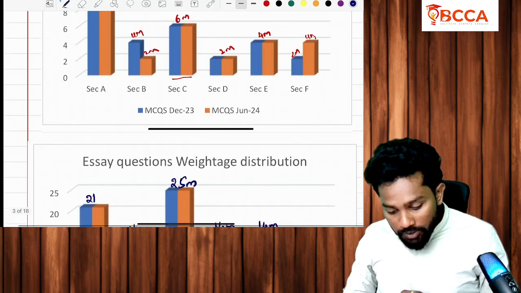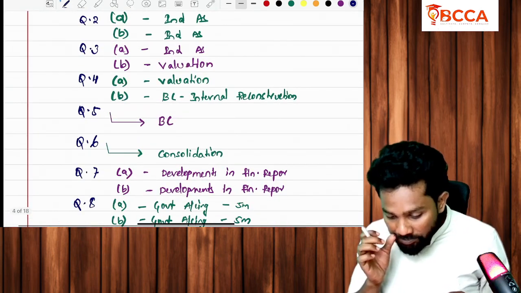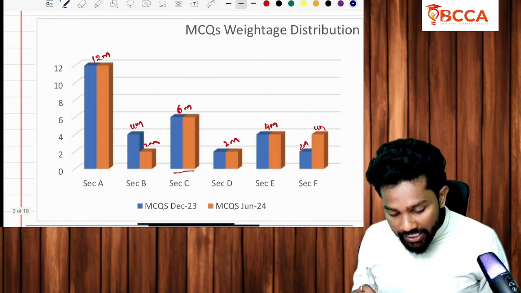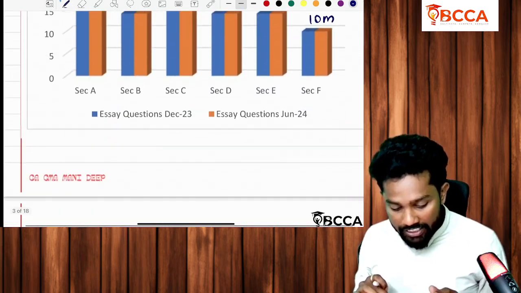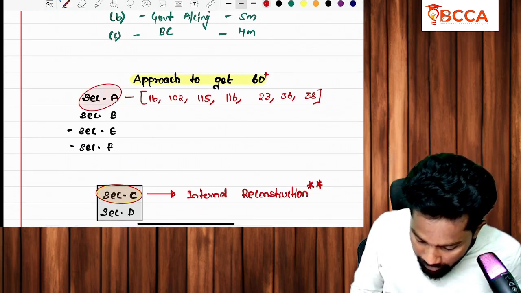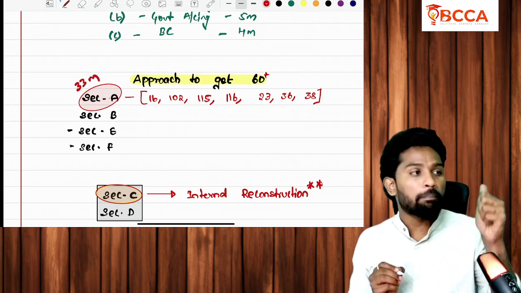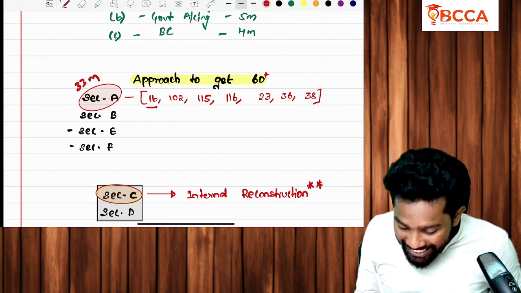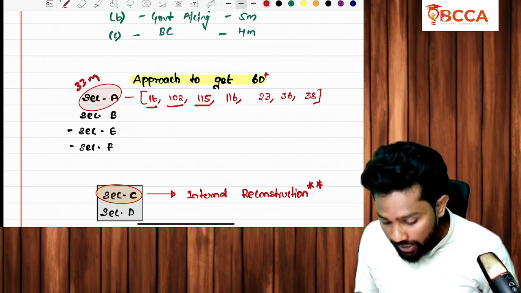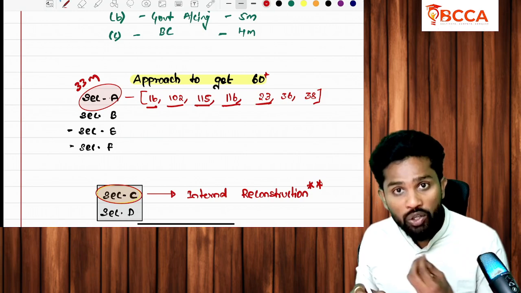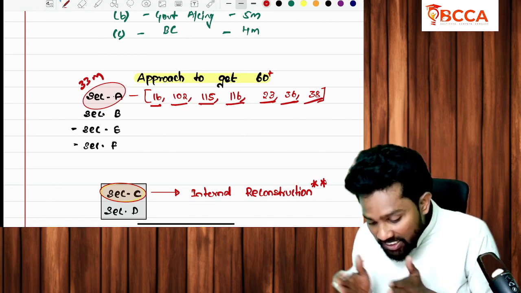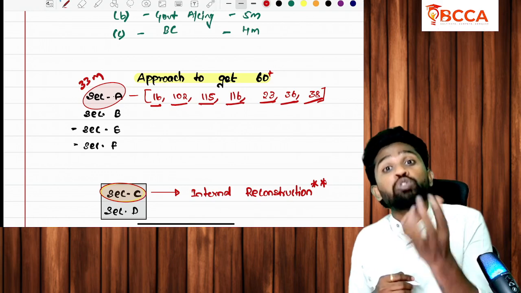So see here, what is my categorization? Section A, Ind AS. Why? If you see, sir, 33 marks we are getting. So this section A, 33 marks, is our main priority. Section A is our first priority. Out of this also, Ind AS 16 PPE, 102 share-based payments, 115 revenue from contracts, 116 leases, 23 borrowing cost, 36 impairment of assets, and 38 intangible assets. These 7 Ind AS alone will get you 25 marks.